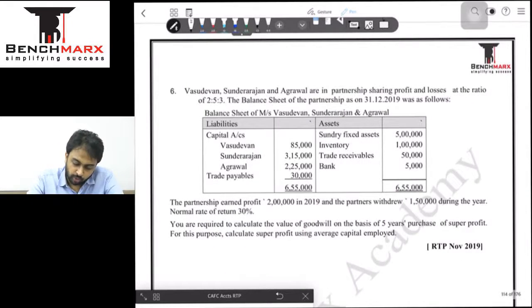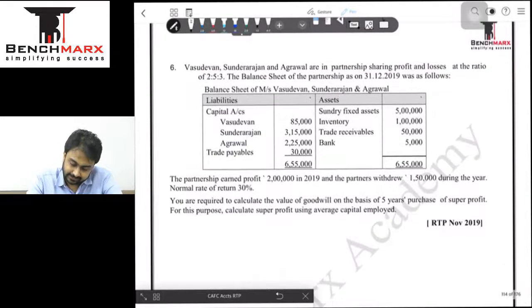Let us now move on to question number 6. चालू करेंगे. ठीक है, let us start question number 6 please. Let's start. Some 3 people, Vasudevan, Sundarajan and Agarwal, so V, S and A are in partnership sharing profit and loss in the ratio of 2:5:3. So this appears to be their old PSR 2:5:3.